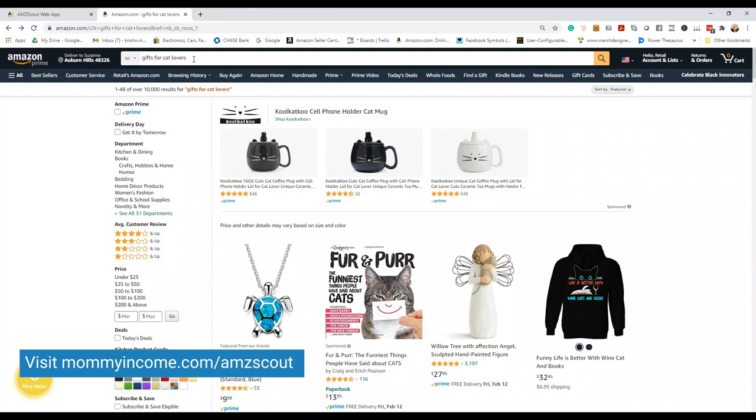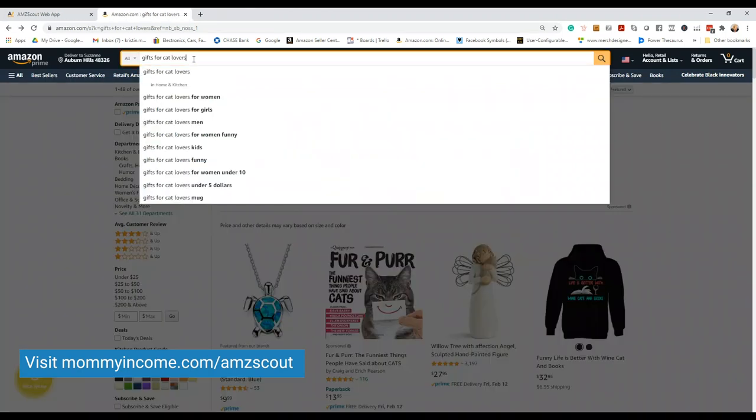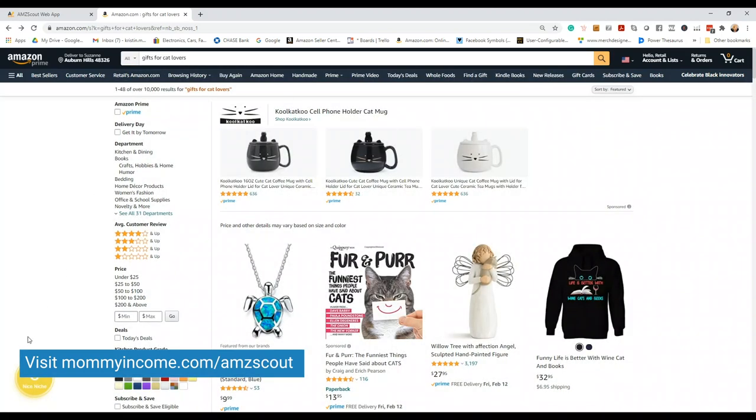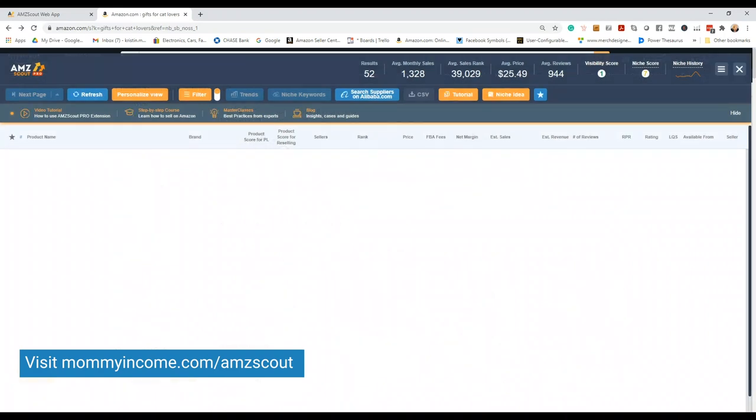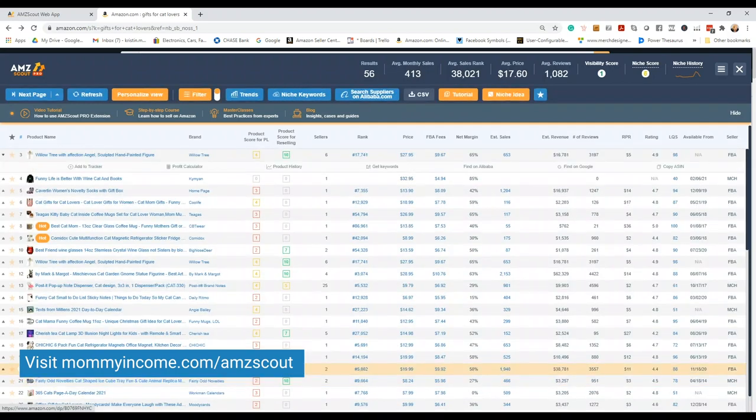Okay, so first things first, we're going to start with an actual idea. The first thing I typed in here is cat gifts for cat lovers. Then, if you have the AMZ Scout Chrome extension, it comes up in the corner, and you can click on that. It's going to bring up this particular screen. Give it some time to load, because it's pulling up all of the results on the Amazon page. Now we're going to talk about analyzing these particular things.